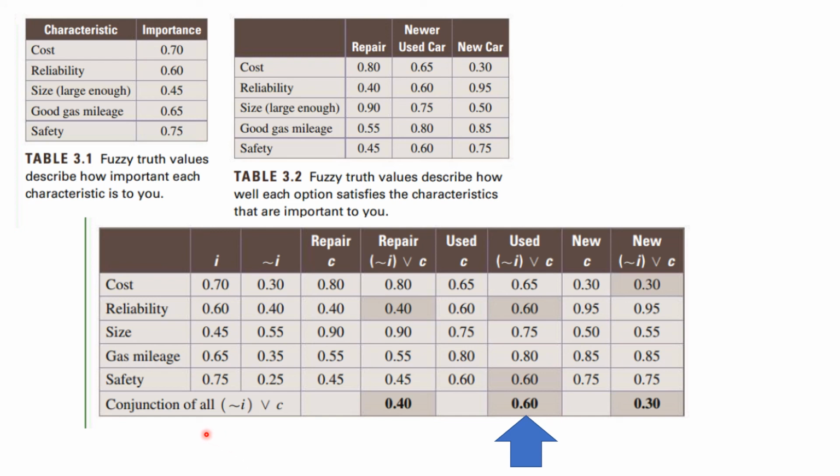Now, since all of these are important but in different ways, you can take the conjunction of all these. The conjunction is going to be the minimum, so that's 40, that's 60, and that's 30. Then you take the maximum of that, and so in this case, you would decide to buy a used car. Think about this example, please.